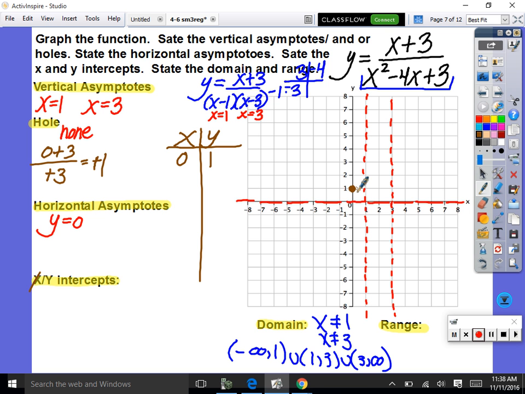Now we know that on this side of the graph, from this asymptote back, we know exactly what the function looks like, correct? It's up in this region, so let's draw that in.